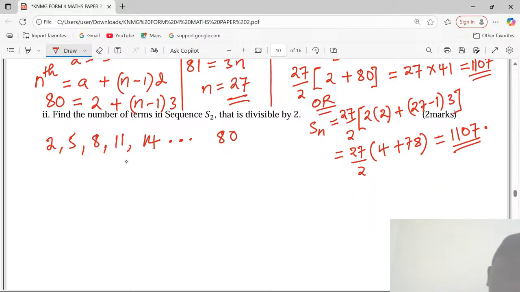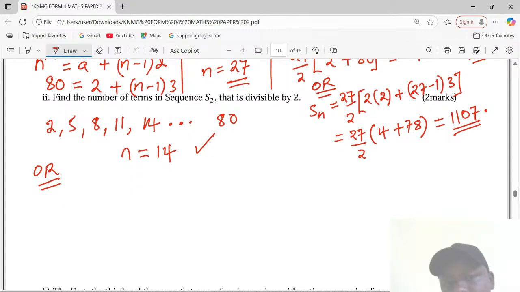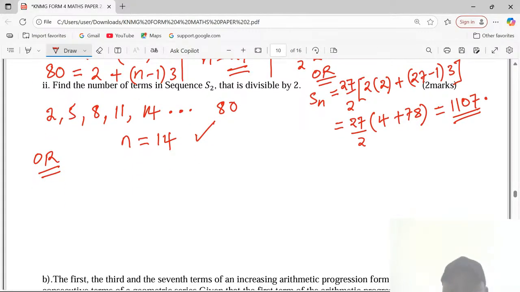So the number of terms will be 14, because within 27 terms, starting with an even number, then odd, even. If you count the even ones, you discover that they are 14, then the odd ones shall be 13. Alternatively, we can do it mathematically, by the way. It's good to reason broadly.